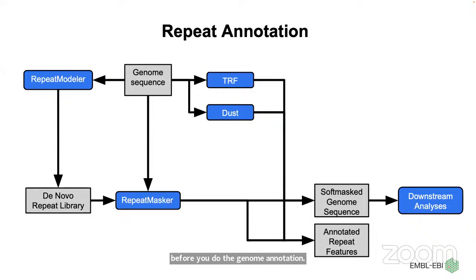This is how the repeat annotation pipeline looks like in Ensembl. Given a genome sequence, we first check whether there is a RepeatModeler library available for the genome or not. If it's not present, we run RepeatModeler and create the RepeatModeler libraries. These libraries are given as input to RepeatMasker, which masks the genome based on the library inputs and creates a soft masked genome sequence, which is then used for downstream analysis.